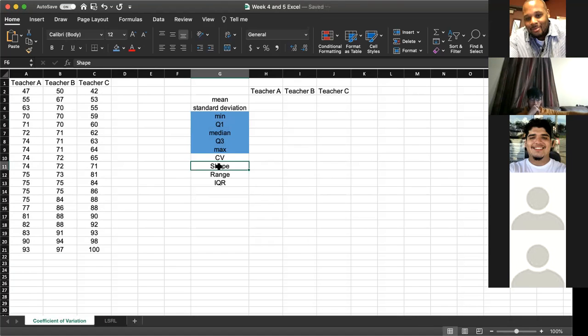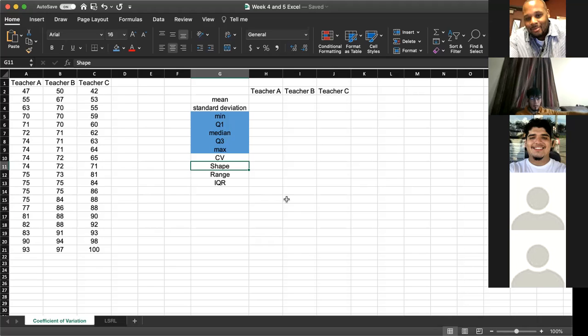We're going to talk about the shape. How do we find shape again? There are 3 shapes: left skew, right skew, and symmetric, right? We're going to look at the mean and the median and compare them. Is the mean less than the median? Is it greater than the median? Or is it equal to the median? We'll find the range, and we'll talk about the IQR as well.